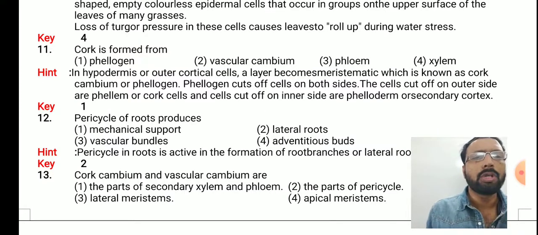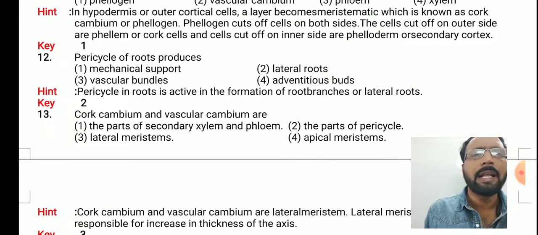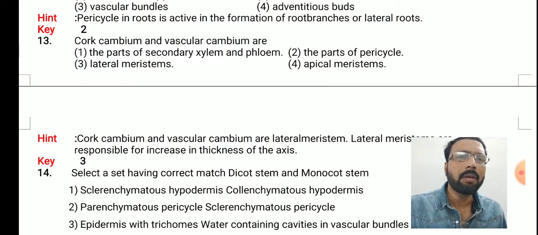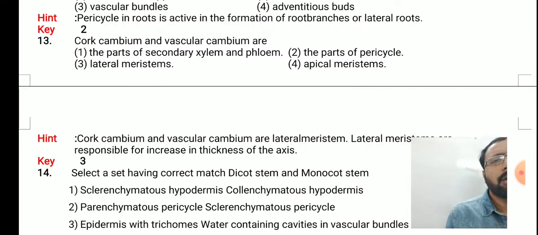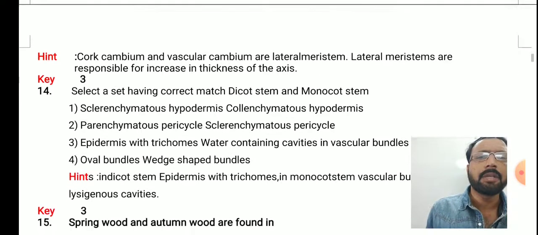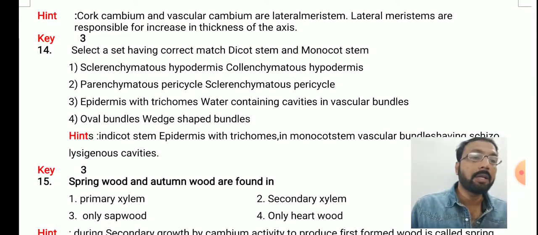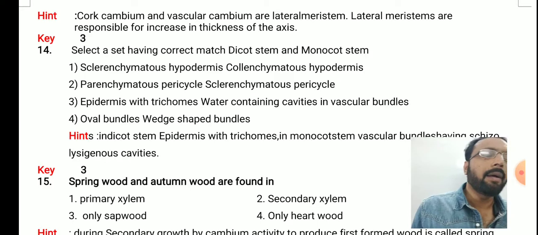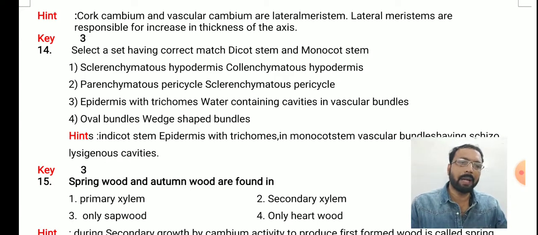Next, pericycle of roots definitely produces lateral roots. Answer, second option. Cork cambium and vascular cambium are definitely lateral meristems. But here, important point: are all lateral meristems secondary meristems? No. Mainly, vascular cambium is the primary meristem.